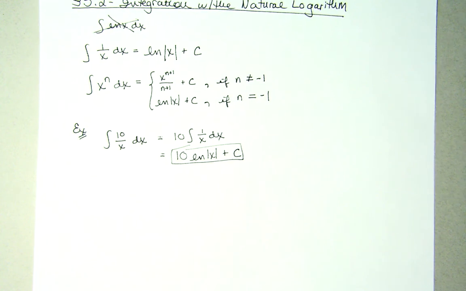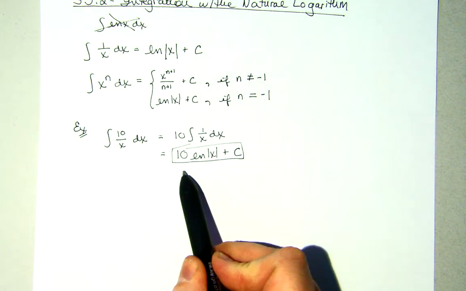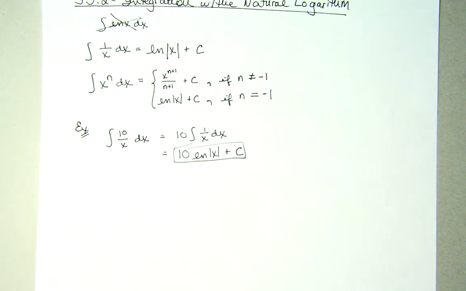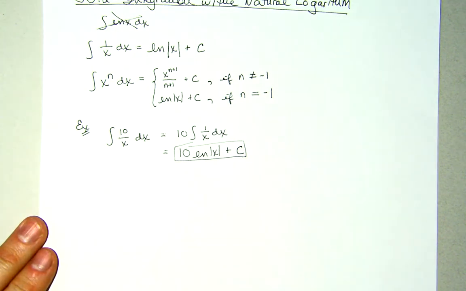10 times the natural log of the absolute value of x plus c, which is fine. I could do something a little different, though. Now that we're done, forget about calculus, back to pre-calc algebra stuff. By properties of logs, what could I do with the 10? I could turn that into a power.